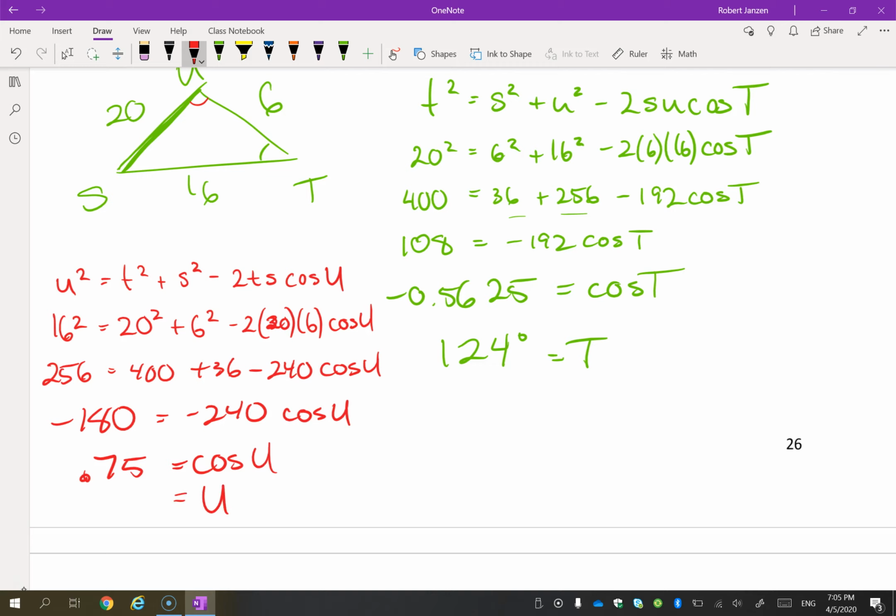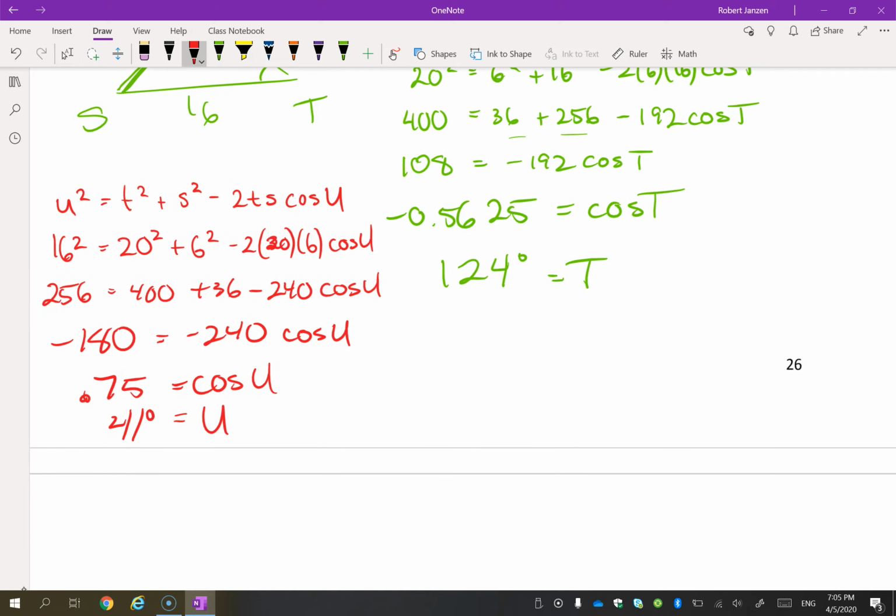U is going to be 41 degrees. Okay, and so then S will be 180, take away 124, take away 41, which is 15 degrees.